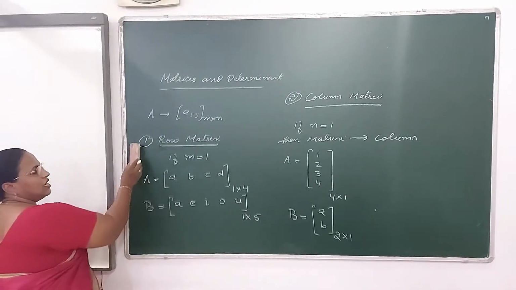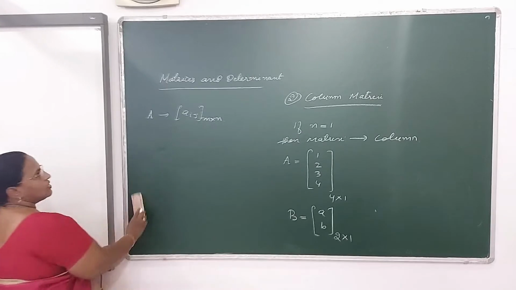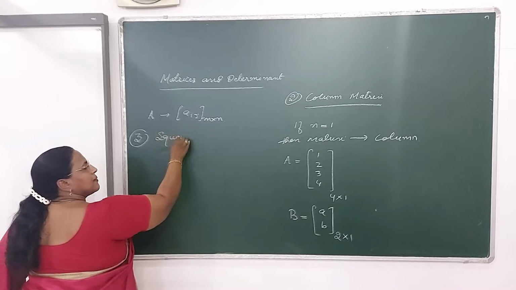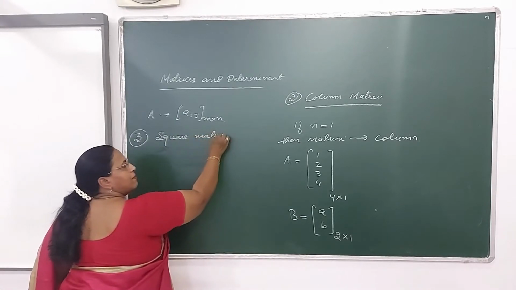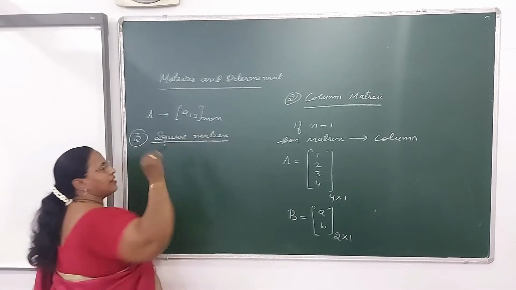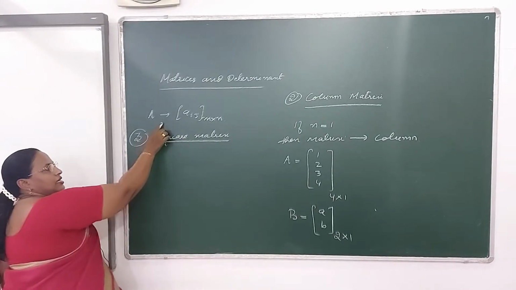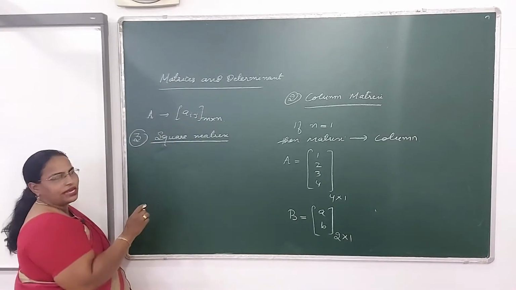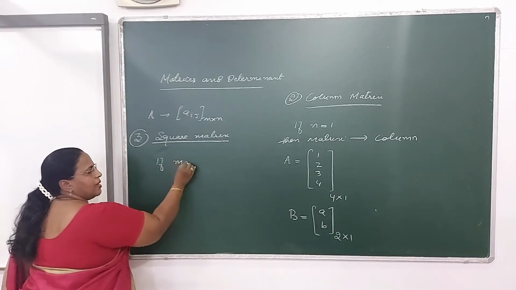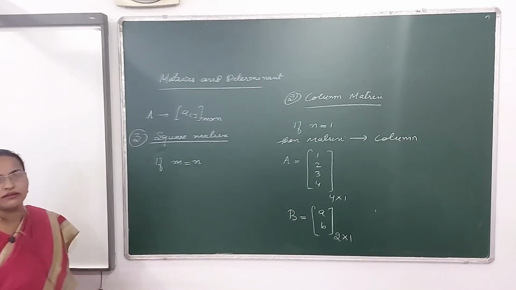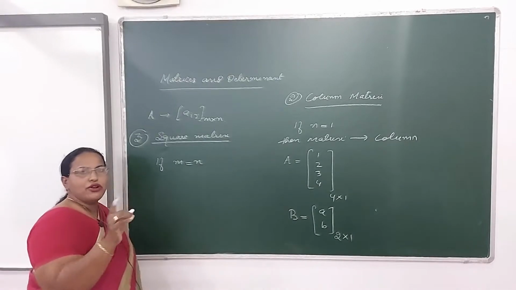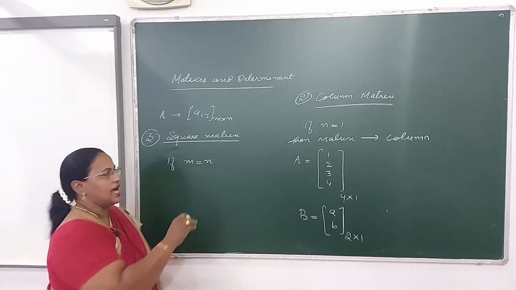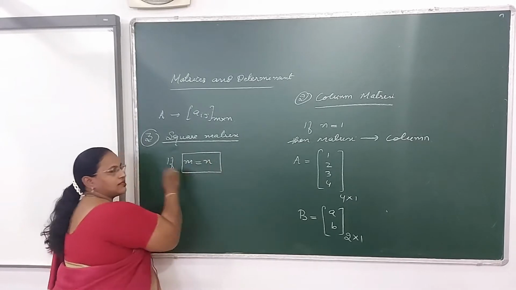Okay, now move to the third type. Now see this third type: square matrix. A very important matrix, the square matrix. In the same way, let us define it. Let A = [aij] of order m by n. If m is equal to n, that means if the number of rows is equal to the number of columns, then the matrix will be called a square matrix.